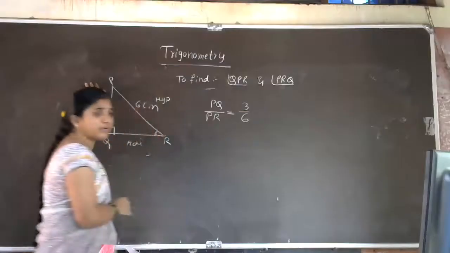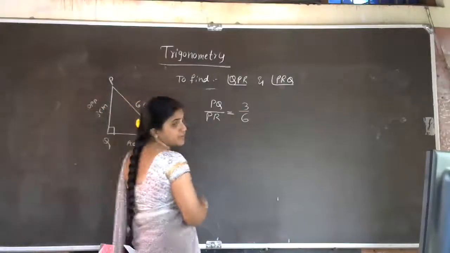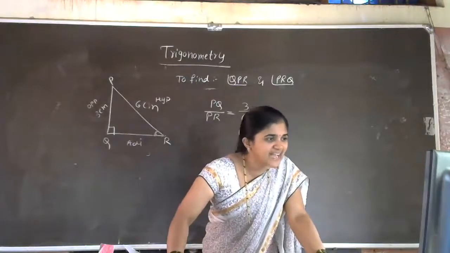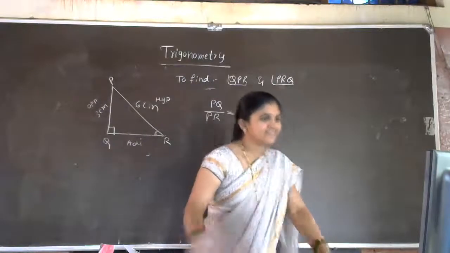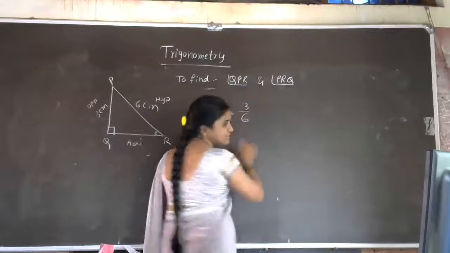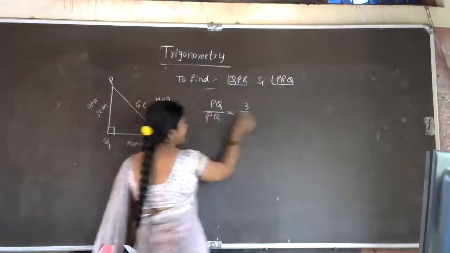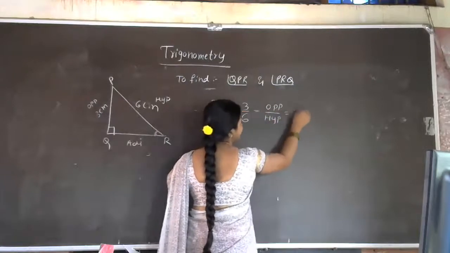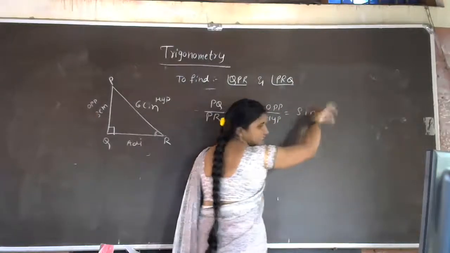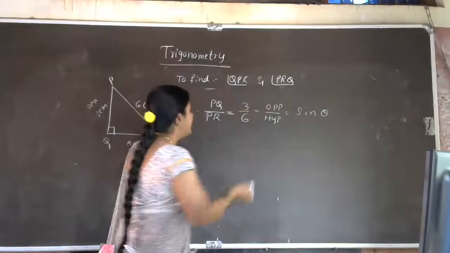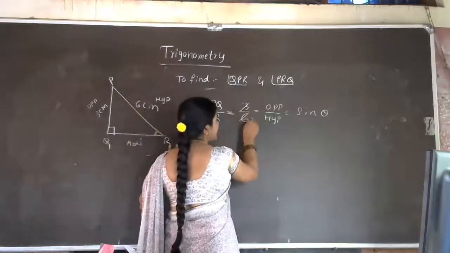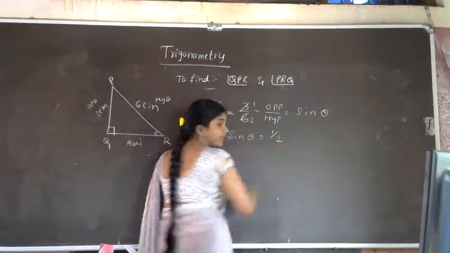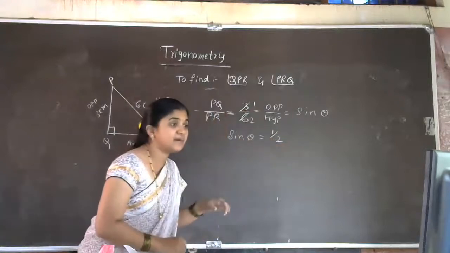So next, how can we take that one? 3 divided by 6. Why are you telling sin only? Because opposite by hypotenuse is the ratio of sin only, right? Opposite by hypotenuse, so that is sin theta only. But theta is unknown, right? Now just observe: 3 1s are 3, 3 2s are 6. So what did we get actually? Sin theta is equal to 1 by 2.